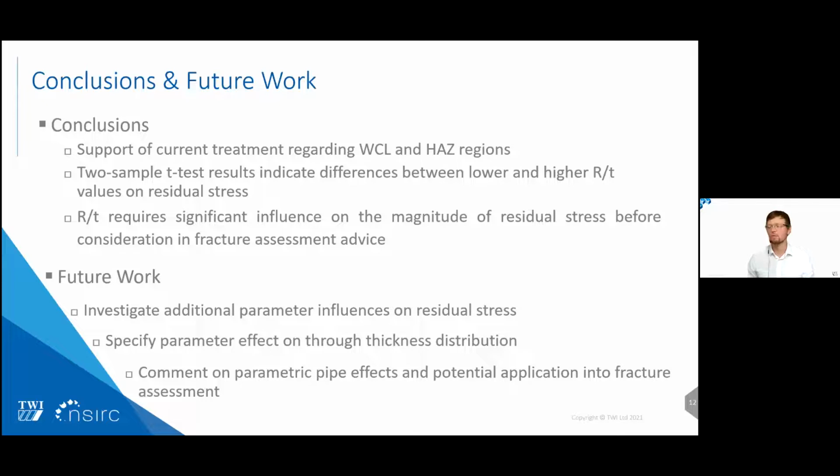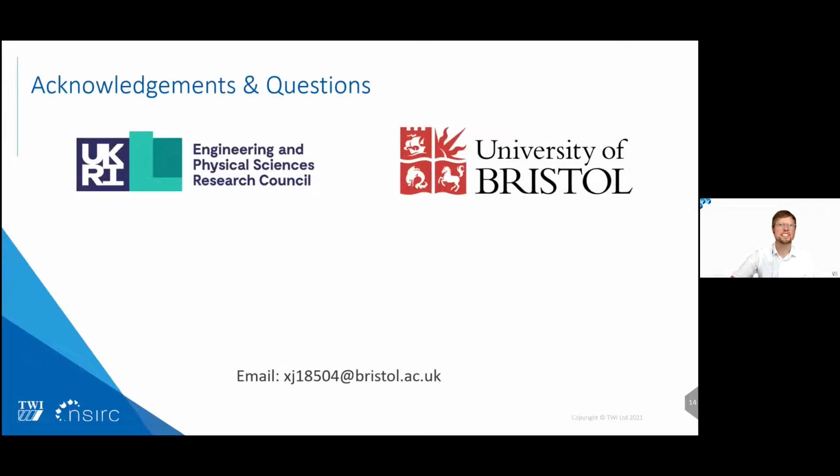So future work, other work that we're going to do stemming from this, is to investigate other parameters, welding processes, things like that, and actually specify what the differences are, not just saying that there is a difference, but specifying what those differences are, and then hoping to conclude how different parameters might influence residual stress and fracture assessment.